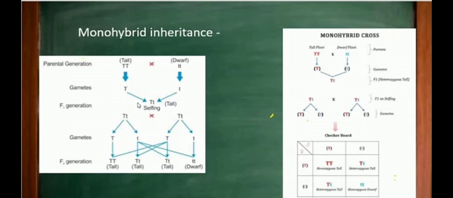So these, the first three are tall and then one is dwarf. So there comes the ratio 3:1. 3 are tall and 1 is dwarf. So the ratio comes out to be 3:1. So with this we complete the monohybrid inheritance, that is the monohybrid cross.